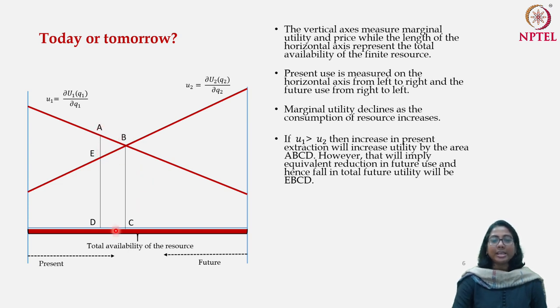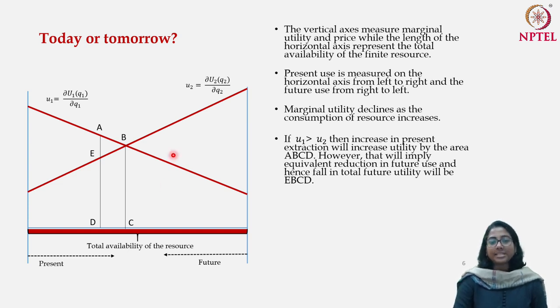So what you see, you increase your present consumption from D to C. As a result, your utility increases by ABCD. However, this leads to a reduction in consumption for the future by the amount DC. As a result, your reduction in utility is EBCD, which leads to a net gain of utility of the amount ABE. So this shows that if your marginal utility from today's consumption is greater than the marginal utility of tomorrow's consumption, then it's better to increase today's consumption and reduce tomorrow's consumption.